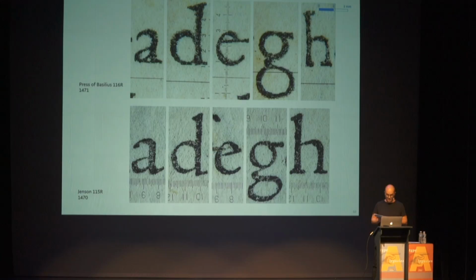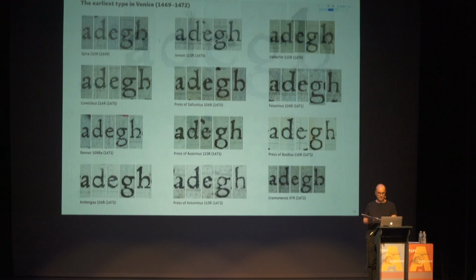Jenson was able to bring a better balance between the lower and the upper counter, so that the lower counter is not too small and not too big compared to the upper one. And the letter better integrates with the surrounding letters. Here you can see a digest, a comparison among the first early Romans in Venice.